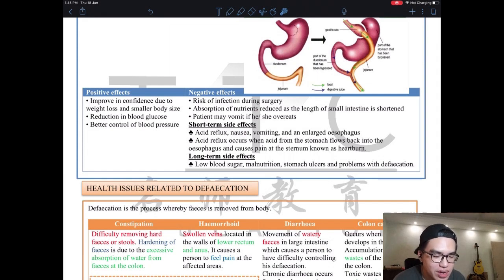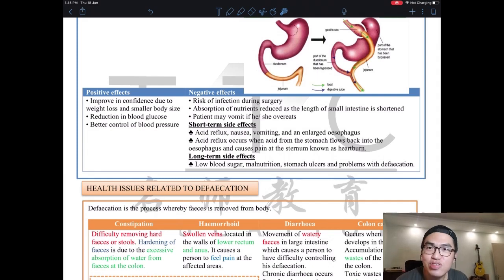So short-term effects, you will get all these gastric problems: acid reflux, nausea, vomiting, enlarged esophagus, and all these complications. Long-term effects: low blood sugar, malnutrition, stomach ulcer, problems with defecation. You might not have had constipation before this, and after doing this, you might get the worst constipation ever, because you're doing something to your digestive tract. What do you expect?